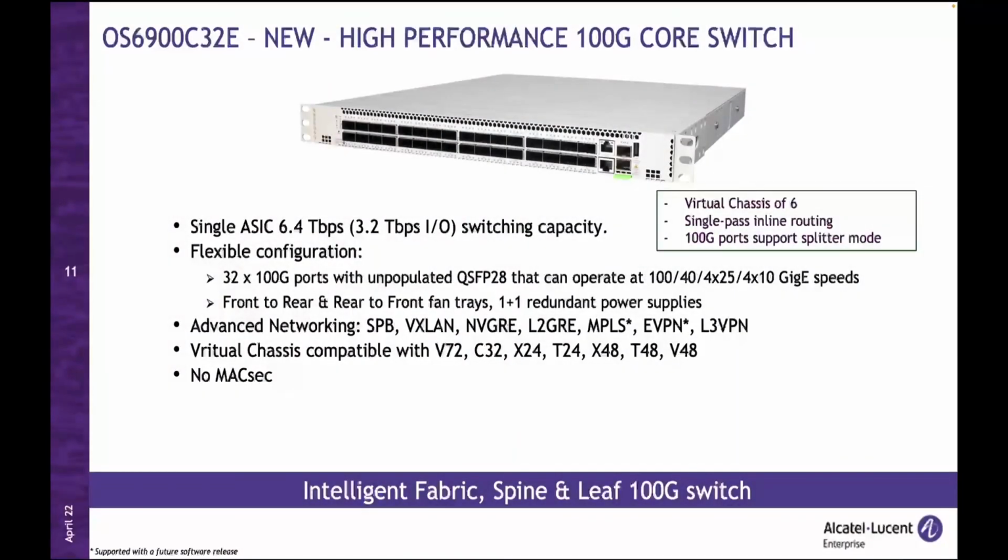The C32E is similar to the C32, but runs the same ASICs as the other new 6900s, enabling full inline routing and soon new protocols such as MPLS and EVPN. It provides 32 100 gig ports that can be split into 4 10 gig or 4 25 gig, for a total of up to 128 10/25 gig ports. It is the perfect spine switch with non-blocking ports and up to 6.4 terabit per second of switching capacity.